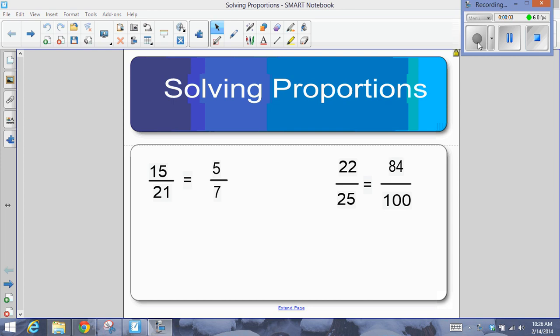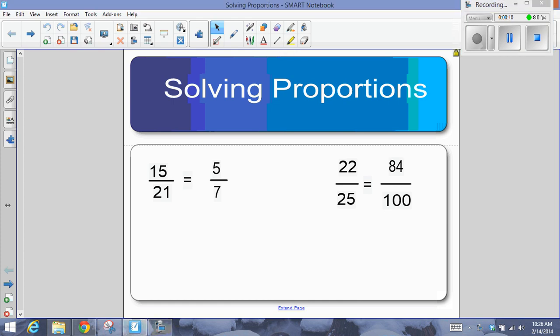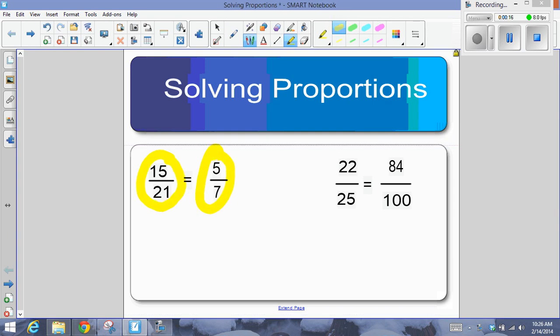Talk about solving proportions today. And a proportion is two equal ratios. Now, a ratio is just a comparison of two numbers. So this right here is a ratio, and this is a ratio. This is a ratio, this is a ratio. But in order to have a proportion, we have to have two ratios that are equal.